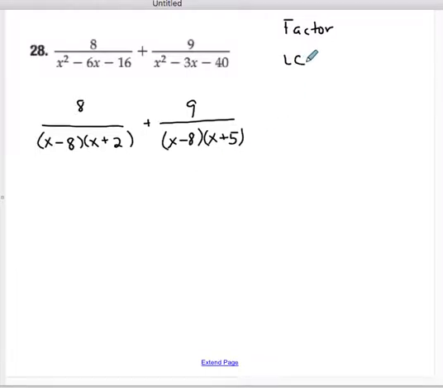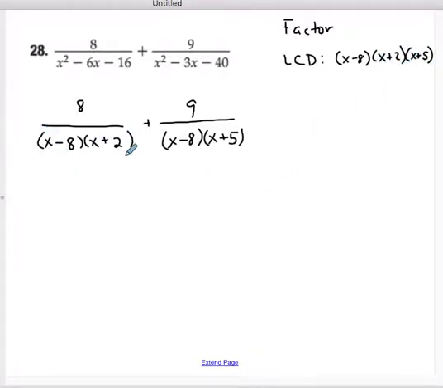So now I'm going to find the least common denominator by identifying all of the factors. I need to take into account each factor in the denominators. So I need one factor of x minus 8, because there's one in each of them. I need one factor of x plus 2, and I need one factor of x plus 5. So that's what my least common denominator is going to look like: the quantity x minus 8 times the quantity x plus 2 times the quantity x plus 5.